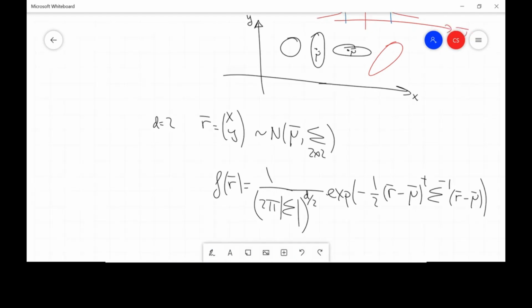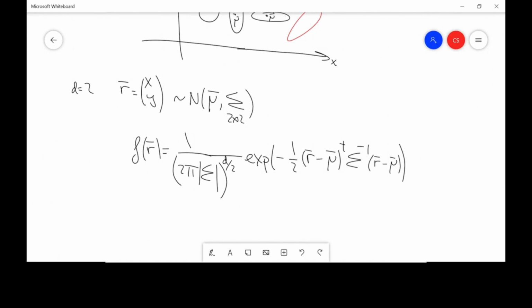Okay, let us study these things. R is a 2 times 1 vector. This is a matrix, so this is 2 times 2. This is 1 times 2. So the whole thing is 1 times 1. This is a scalar. That is what you need for an exponential function, so this is well constructed. And then this is the normalization factor to make the whole thing have a volume of 1.